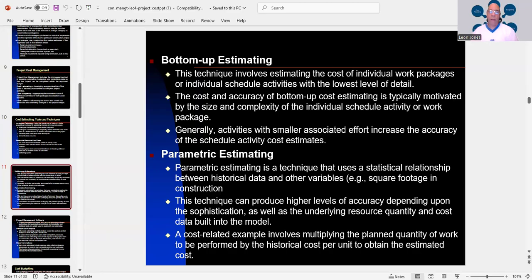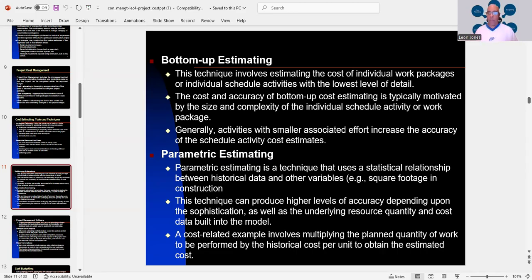And we have something called parametric estimating. That's a technique that uses a statistical relationship between historical data and other variables. Example, square footage in construction. This technique can produce higher levels of accuracy depending on the sophistication as well as the underlying resource, quantity, and cost data built into the model. A cost-related example involves multiplying the planned quantity of work to be performed by the historical cost per unit to obtain the estimated cost.